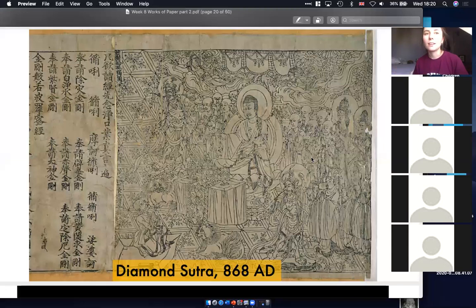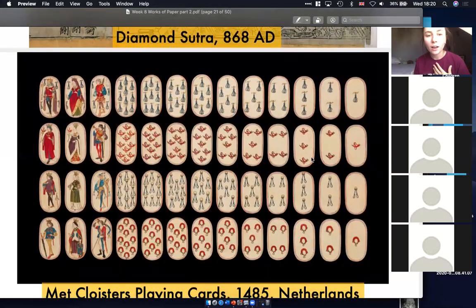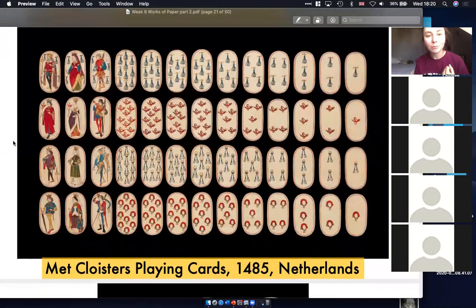Complete tangent, but just interesting for any historians. So anyway, what happened in Europe when Spain first started producing paper? Interestingly, very interestingly, one of the first uses of paper and woodblock printing, which kind of went hand in hand, was actually the production of cards, like playing cards.